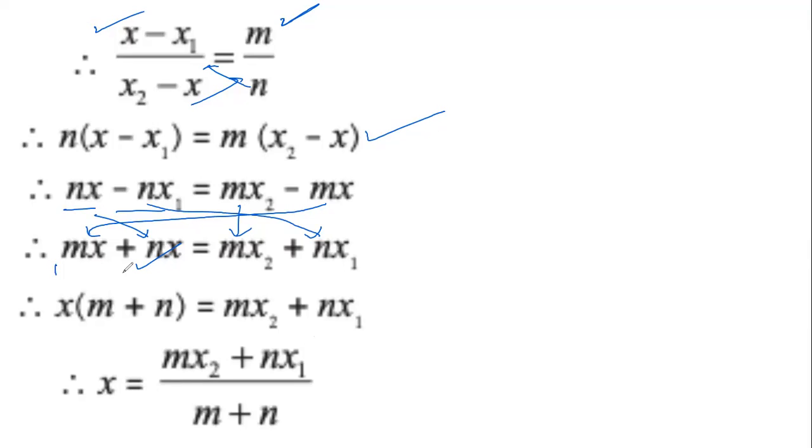Now between mx and nx, x is common. We are left with m plus n. In the final step, when we move this m plus n, because x is now here multiplied with m plus n, if we move this to the right hand side, multiplication will become division, and we get the value of x as mx2 plus nx1 divided by m plus n.